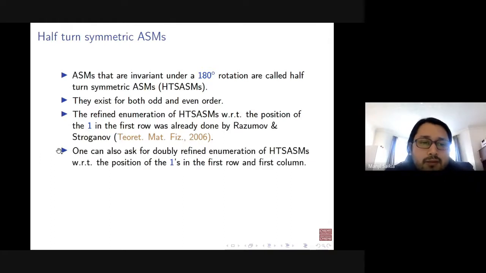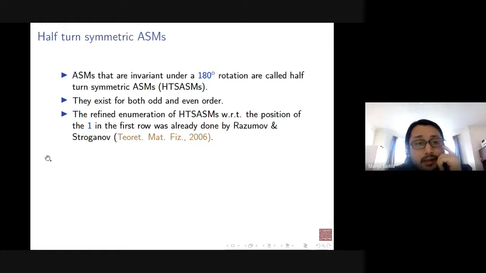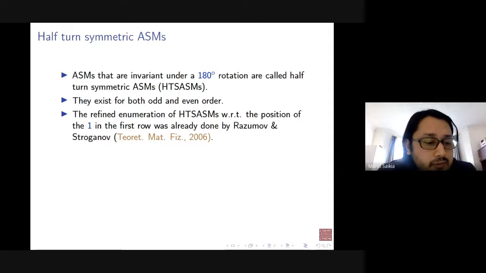So one could also ask for doubly refined enumeration. Remember that I mentioned that for an unrestricted alternating sign matrix, you can ask something called a multiply refined enumeration question. Which would be something like this. You fix the position of the one in the first row as well as the position of the one in any of the other boundary rows and columns. If you fix 2 of them, then this is a doubly refined enumeration. If you fix 3, then it is a triply refined enumeration, and so on.